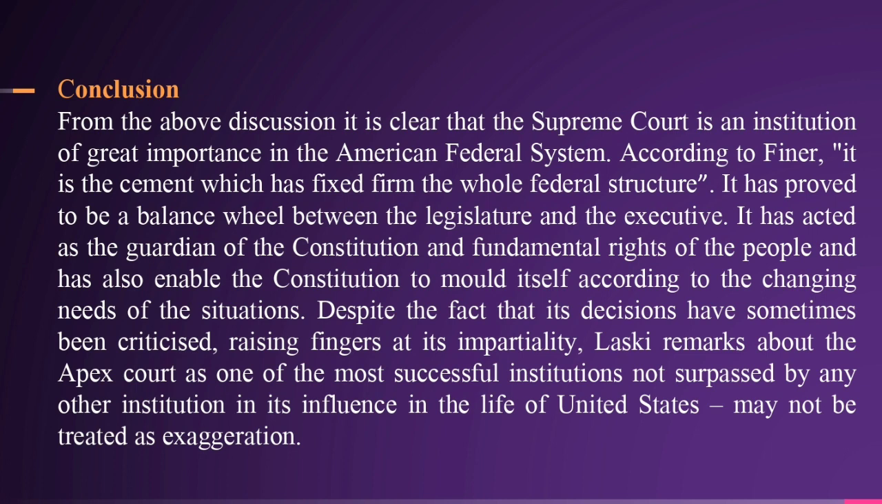From the above discussion, it is clear that the Supreme Court is an institution of great importance in the American federal system. According to Feiner, it is the cement which has fixed, formed the whole federal structure. American federal system means a kind of government which has the state government and the central government. And in America, there are 50 states. These 50 states are called the Union of States, and the powers are divided and distributed between the central government, which is called the federal government in the US, and the state governments.